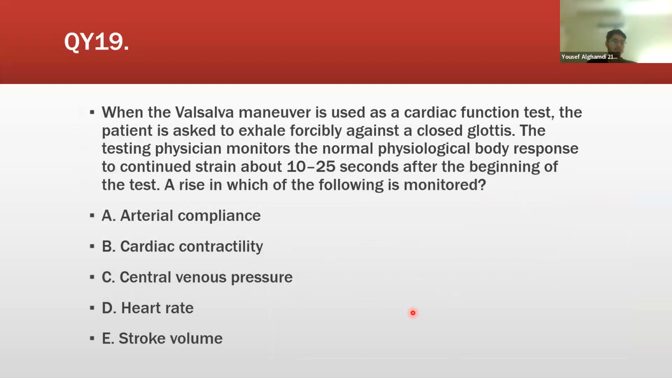Okay? Valsalva maneuver. I think I have 1 or 2 questions about Valsalva because last year I explained it and they told me he didn't bring any questions about it. Anyway, when the Valsalva maneuver is used as a cardiac function test, the patient is asked to exhale forcibly against a closed glottis. The testing physician monitors the normal physiologic body response to continued strain for about 10 to 25 seconds after the beginning of the test. A rise in which of the following is monitored after the beginning? What's gonna rise?